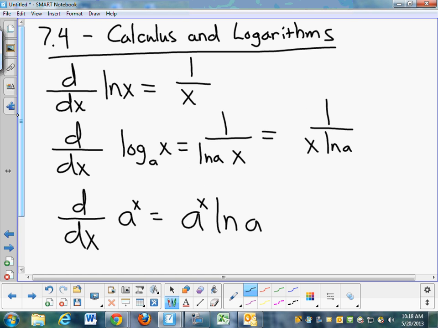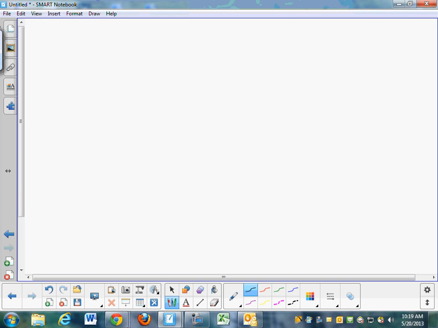This is 7.4, calculus and logarithms. Okay, so we have y equals 3 times the natural logarithm of x squared. And what I need to do is find the derivative of that.